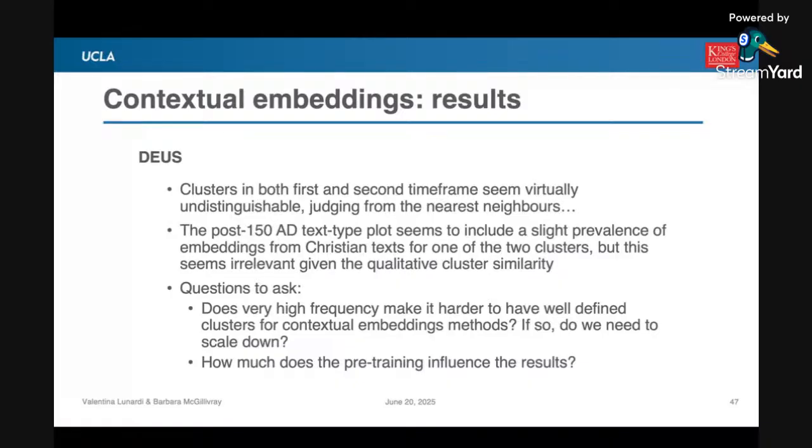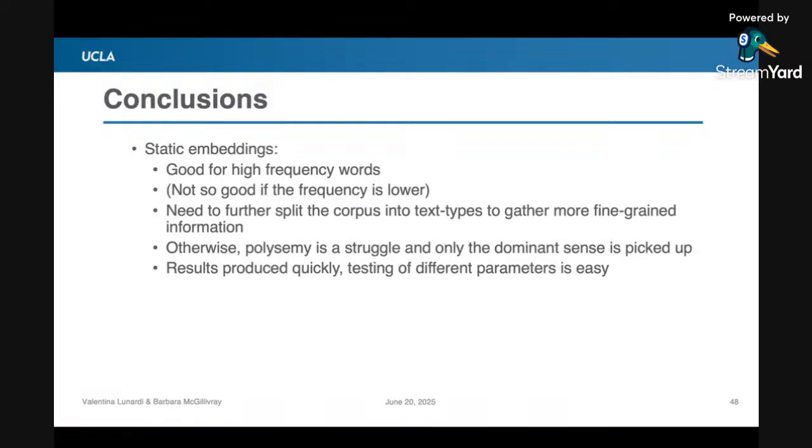And the other question I have is, how much does the pre-training on the 650 million tokens really influence the results for this particular time slice? So yeah, those are questions for me to think about in the future. But to try and wrap this up a little bit, for static embeddings, we had some, I think, good results for very high frequency words.